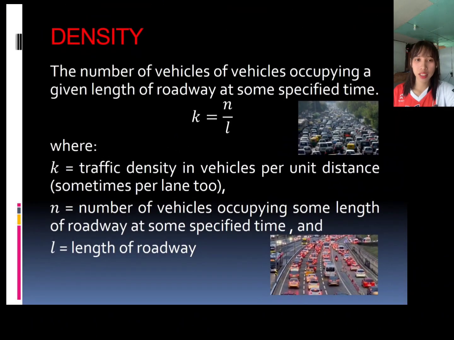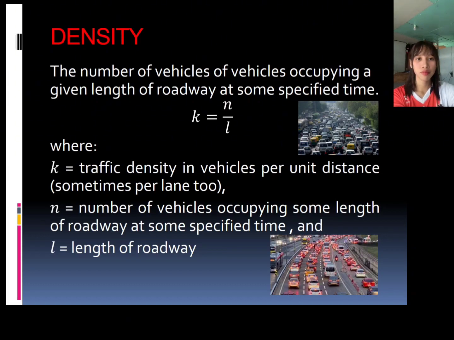Moving on to density, it is the number of vehicles occupying a given length of roadway at some specified time. It is K equals N over L, in which K is the traffic density in vehicles per unit distance, sometimes per lane, N is the number of vehicles occupying some length of roadway at some specified time, and L is the length of roadway.